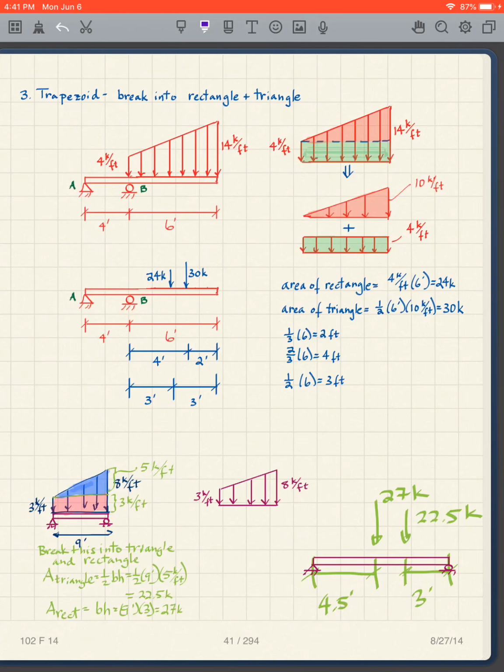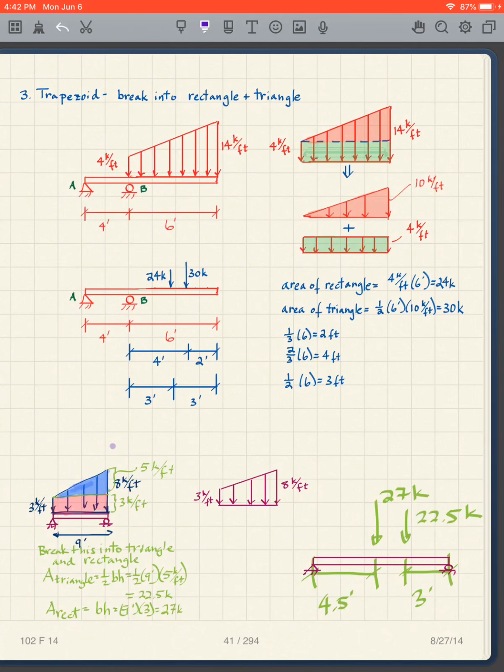So now I have my loads, and then I simply draw my free body diagram from that, and get the reactions from this diagram in a sense.